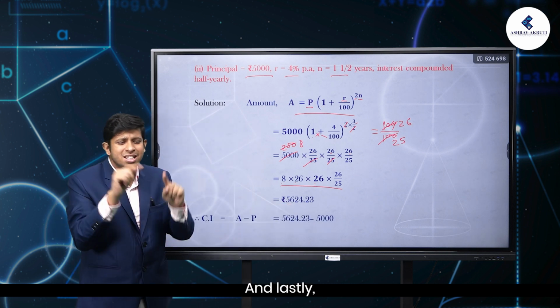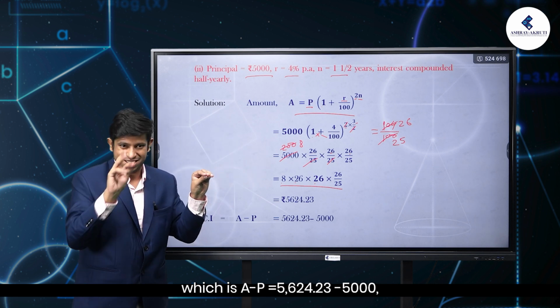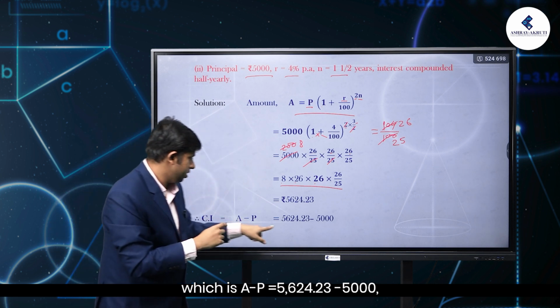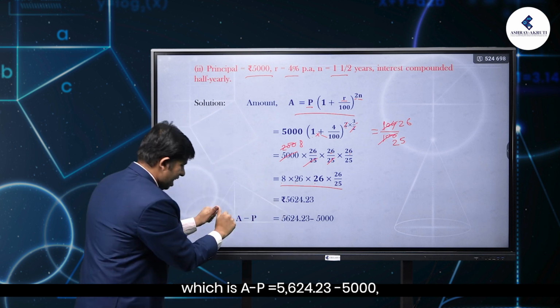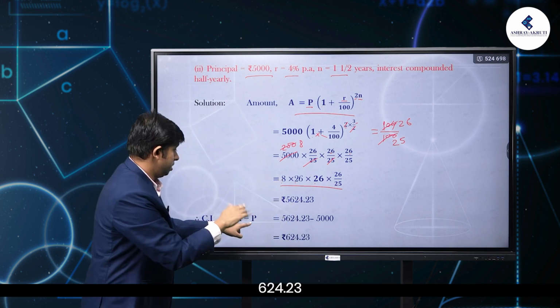And lastly, we have the compound interest, which is amount minus principal, equal to 5,624.23 minus 5,000, and the compound interest is rupees 624.23.